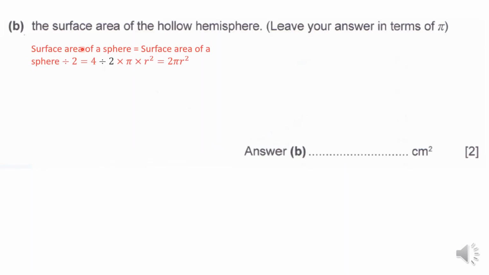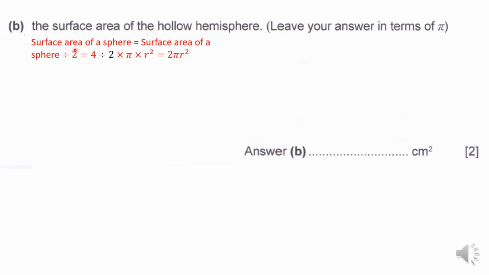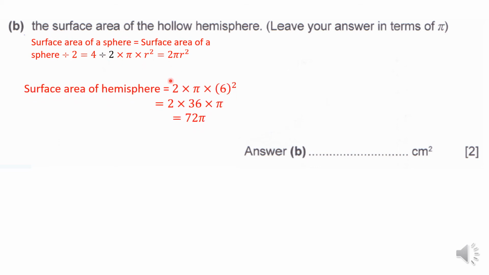Surface area, again, the formula is 4 pi r squared, so divide that by 2, that's going to give you 2 pi r squared. So now you know what r is, so you just go ahead, write your answer in terms of pi, and it's 72 pi.